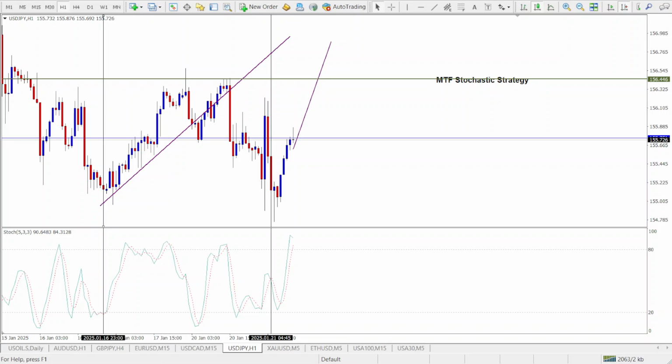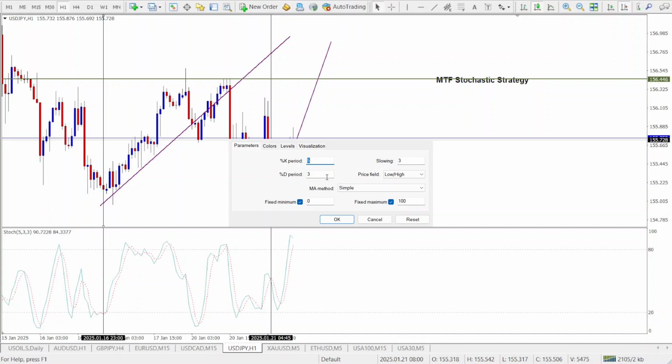Now here's a step-by-step process for applying the MTF stochastic strategy in your trading. First, you'll want to set up the stochastic oscillator on all the time frames that you are looking at. The standard settings for the stochastic oscillator are 14, 3, 3, but you can decide to tweak them. You can see that I am resetting the settings. You can use the default settings for the stochastic oscillator.